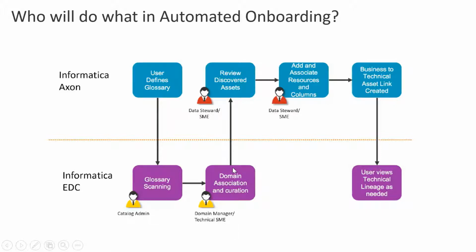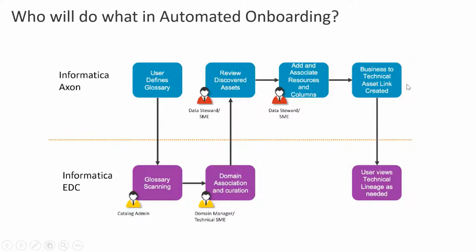And once that is done, once the data is actually discovered on the EDC side, the discovered assets are sent back into the Axon side, and they will be reviewed by the subject matter expert or the data steward here. He or she will then associate those resources. This link is automatically created, but whether you want to accept it or reject it is taken care of here. Either you may want to do an intelligent onboarding, or you may want to totally onboard, depending upon how you curate it, and the technical lineage is also viewed on the EDC side.